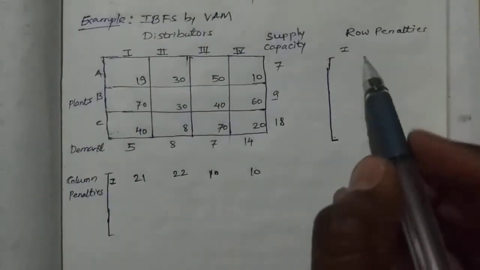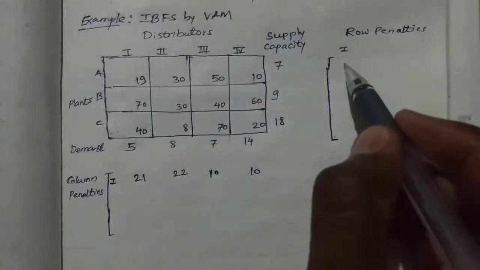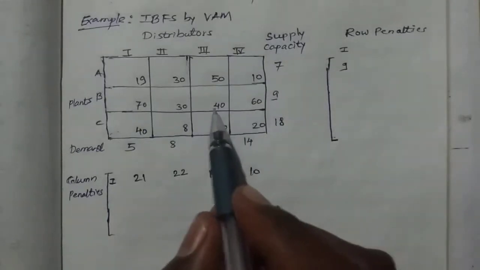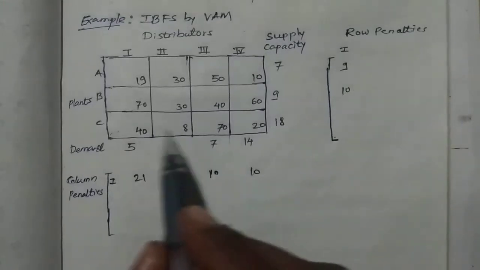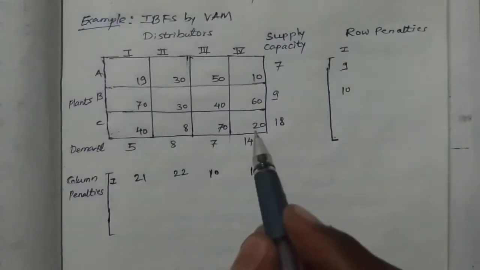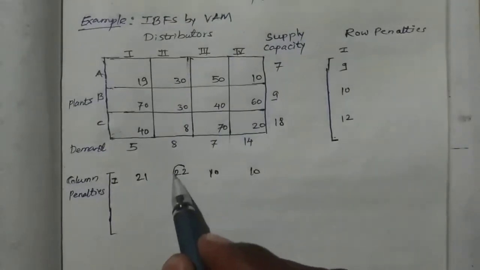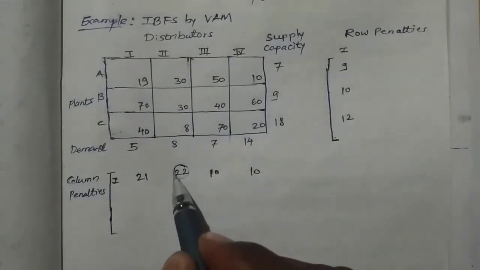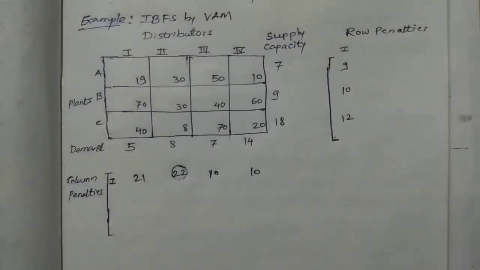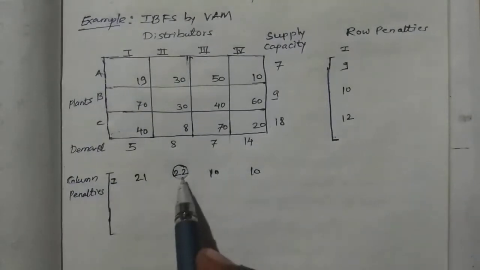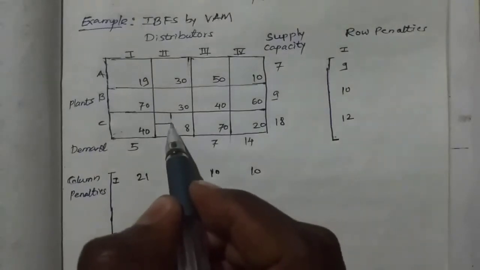For row penalties, difference between two smallest costs is 9. Here 30 and 40. Difference is 10 and 8, 20. Difference is 12. So where is the maximum penalty? Maximum penalty is at this case, 22. So in the column of 22, where is the minimum cost?